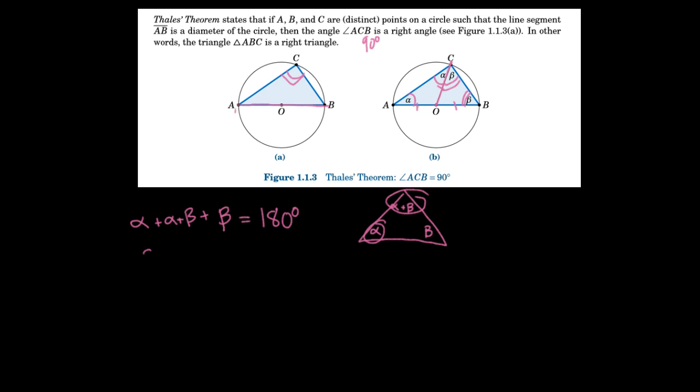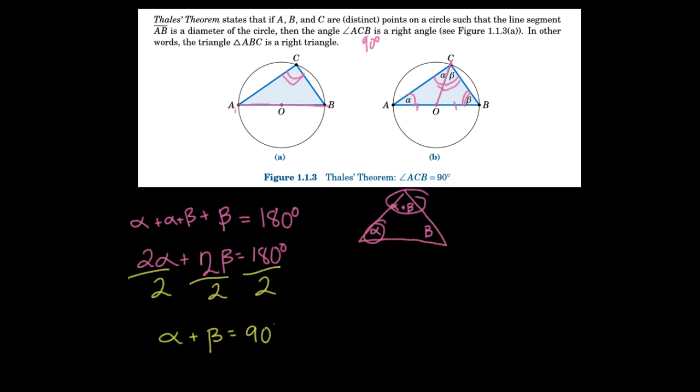So what do we have? I have 2 alpha plus 2 beta equals 180 degrees. And notice that there's a 2 in common with everything, so if we divide everything by 2, we have alpha plus beta equals 90 degrees, and that's what we were trying to show, that angle C is equal to 90 degrees, because that is alpha plus beta. All right, that concludes the lesson.